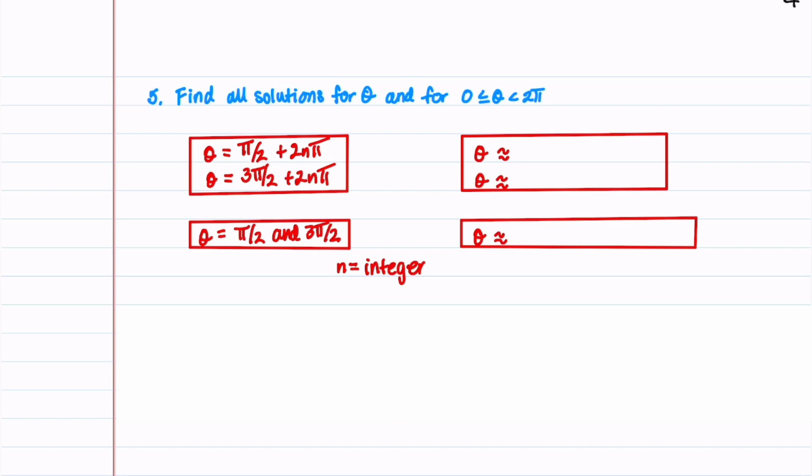For our second equation, we found that theta is approximately 0.2527, and now we add 2n pi. And then likewise, theta is approximately 2.8889 plus 2n pi. So that gives us theta is approximately 0.2527 and 2.8889.